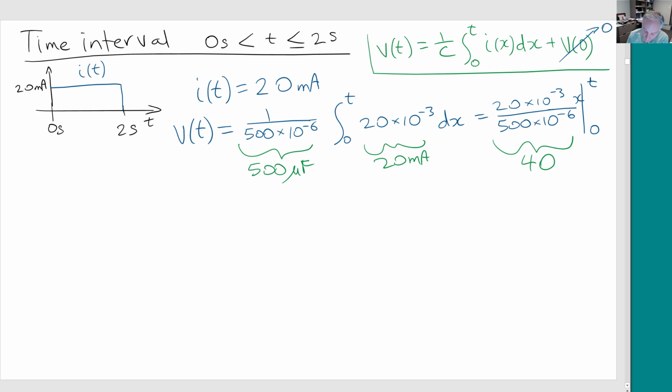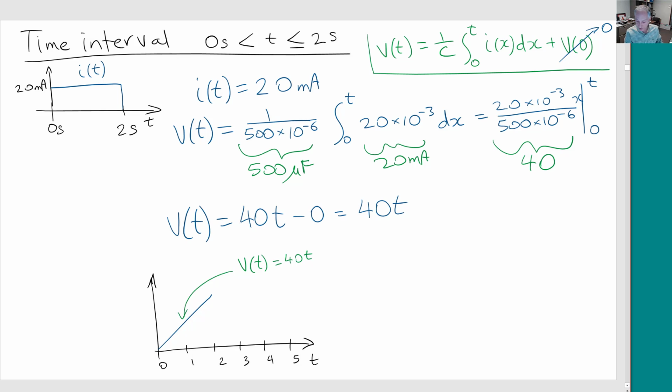So in summary, we have the capacitance, and the integral of the current. Since the current is a constant, that can come outside, and that's what we have here, and that's going to resolve to 40. Then when we take the integral and solve it, we get v(t) being equal to 40t. So that's just going to be a straight line.